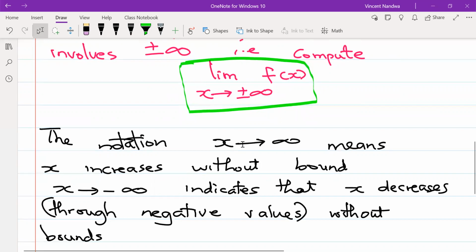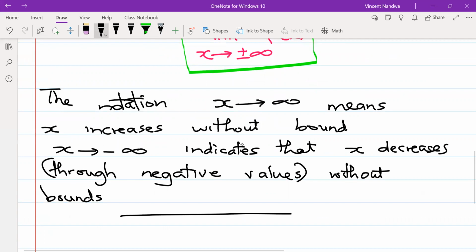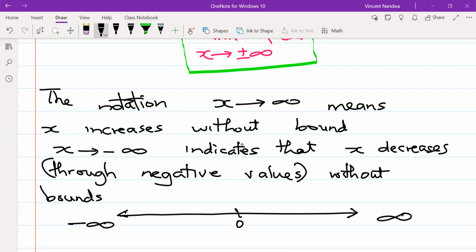So this is what I mean. I remember when we were discussing real numbers, we said that real numbers are numbers which form this line. To the left, we have negative infinity. To the right, we have positive infinity. So when I write this statement, x tends to infinity, it means that the x value is increasing without bounds. So you are making the value of x grow larger and larger as much as possible. While this notation, x tending to negative infinity, means you are making x decrease without bounds, or simply you are making the value of x larger but in the negative direction as much as you can.